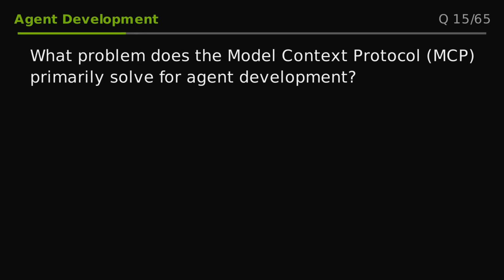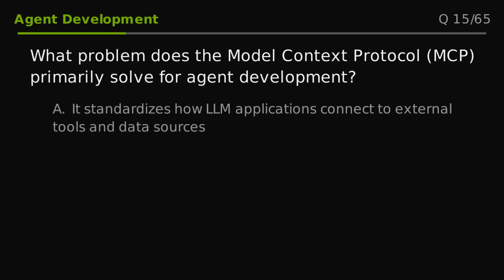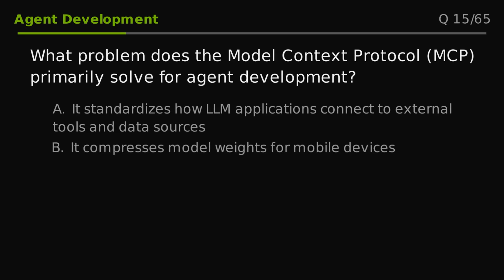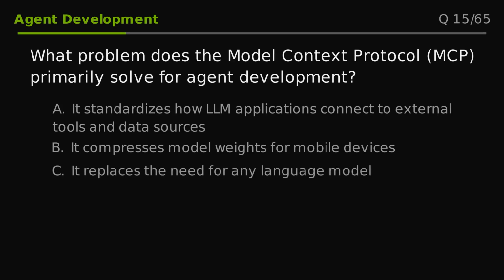Question 15. What problem does the Model Context Protocol primarily solve for agent development? Action: it standardizes how applications connect to external tools and data sources. Action: it compresses model weights for mobile devices. Action: it replaces the need for any language model. Action: it is a vector similarity metric.